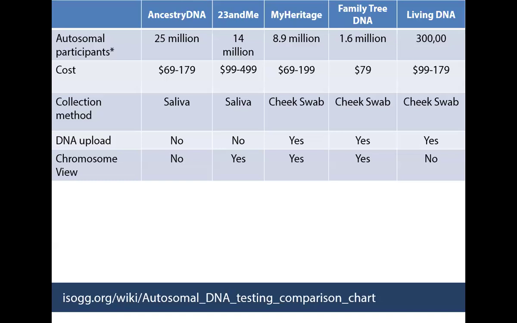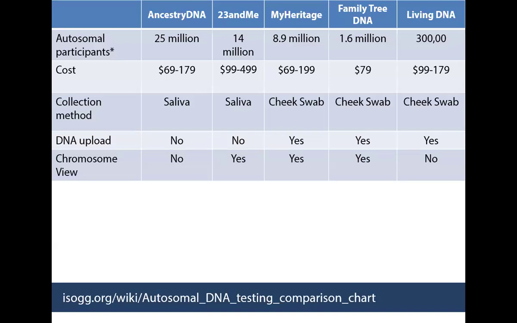There are different collection methods. Ancestry and 23andMe do a saliva or spit test, versus MyHeritage, Family Tree, and Living DNA, which do a cheek swab, where you basically take a Q-tip and swab your cheek to get those cells. Each of those methods is a way we can obtain DNA. Now, it wasn't that long ago, several decades ago, that blood was the only way you could obtain DNA. So it's definitely gotten to be less invasive than it used to be.